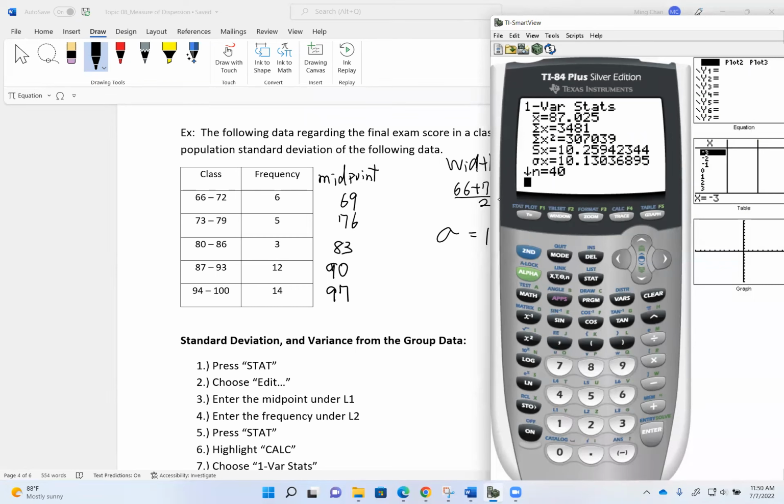Okay, the 10.13 is an approximation because we don't know the raw data, the individual data values, so we are assuming all 6 numbers here, frequency 6, are 69. Okay, we are assuming, for example, that five students score 76. So that's an assumption when we're dealing with grouped data.